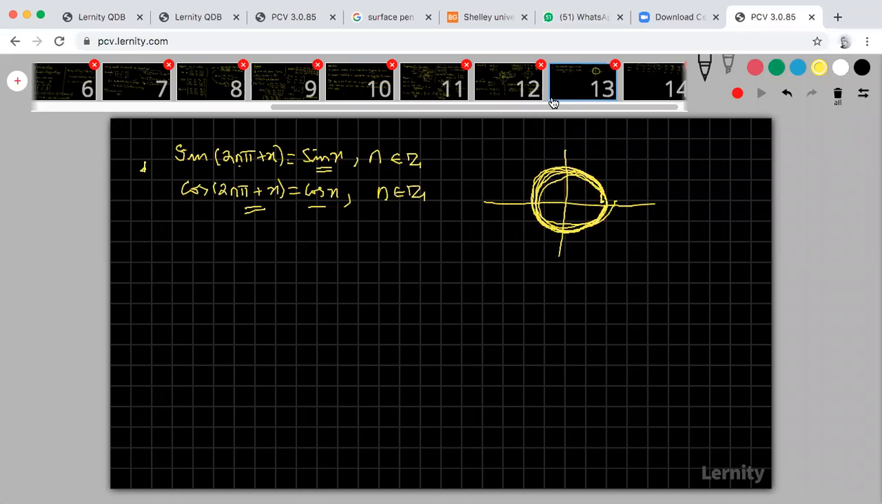Please note that this is true for every integer n. Please note this result also. This is also very important. We'll go for the next. Sine of 2n pi plus x is sin x. Cos of 2n pi plus x is cos x, where n is any integer.